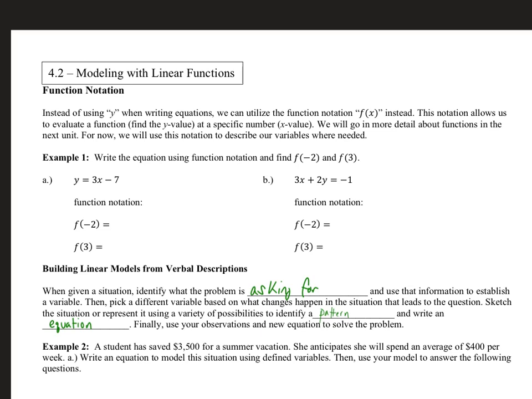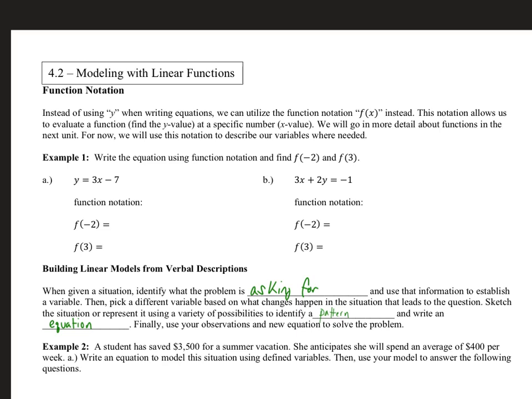So I'm trying to give you tips on how to do that, things you should be looking for, ways you should write things like that. Just starting off talking about function notation. A lot of times we replace y with f of x instead, right? So these things are interchangeable. We use function notation because it allows us to evaluate a function, right? That means find the y value at a specific x value, and we're going to talk more about that later in the next unit.